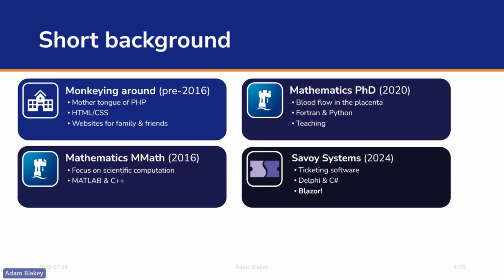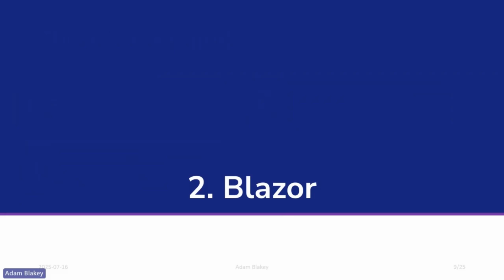And as of last year, I've been working at a place called Savoy Systems, where we make ticketing software for cinemas and theatres. We do a lot of stuff in both Delphi and C#, and of course, Blazor. So I'm going to give you a bit of a background on Blazor.